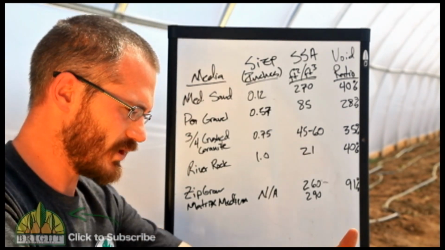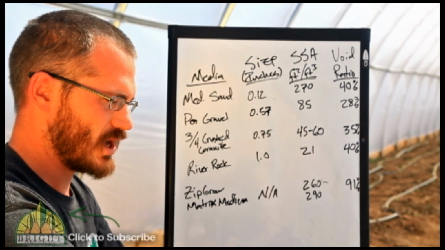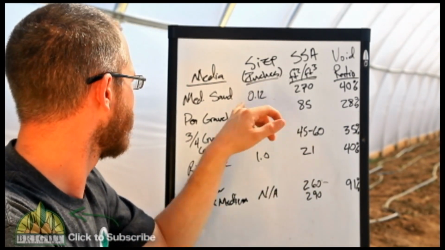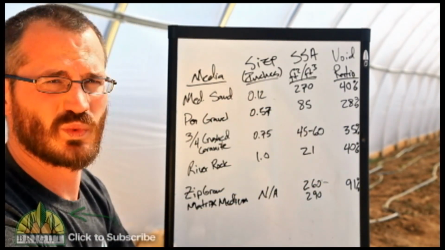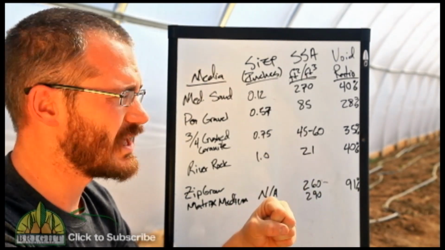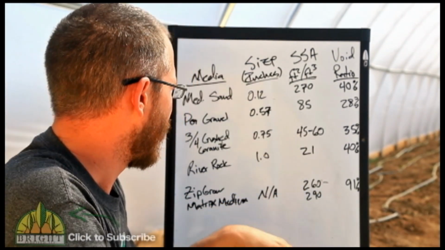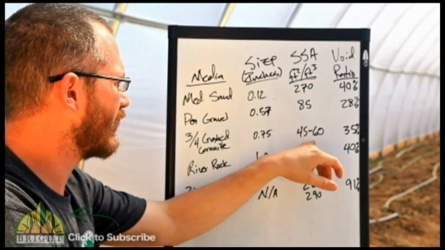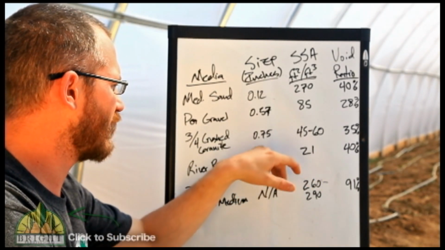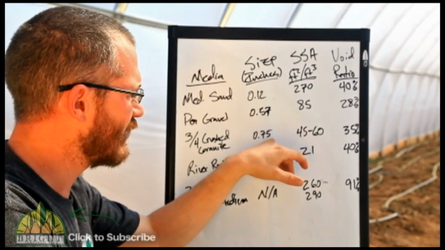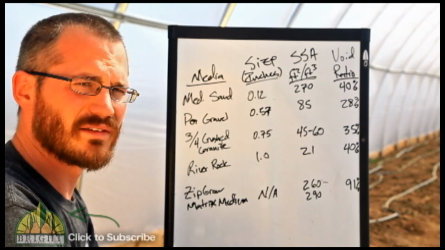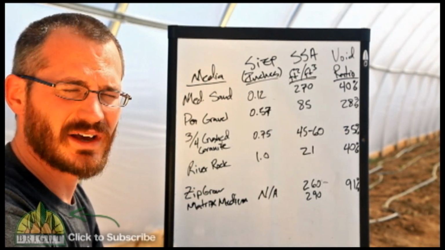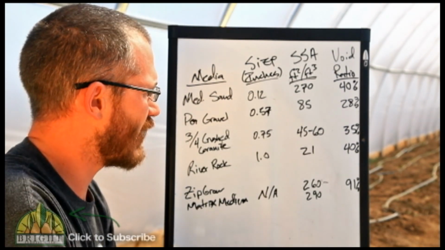So in 1 cubic foot, if you were to measure out a cubic foot of pea gravel, there would be 85 square feet of surface area. In sand, you see that's way higher because the particle size is a lot smaller. And 3/4 inch crushed granite, because it's more angular, we get a little bit more specific surface area out of it, even though it is a larger particle size, because it's angular and not really round.